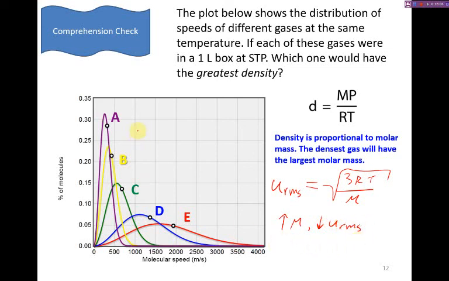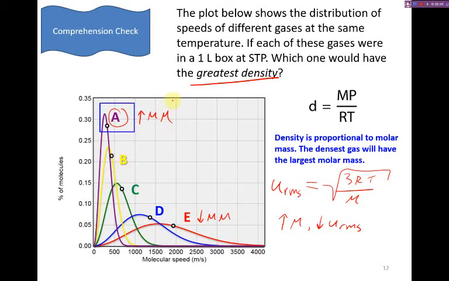So a high molar mass leads to a low RMS speed, and therefore the Boltzmann distribution curves with the lowest RMS speed, which is A, is going to have the highest molar mass. E, which has the highest RMS speed, is going to have the lowest molar mass. And since we're looking for the one with the greatest density, we want the one with the highest molar mass, and that's going to be A.